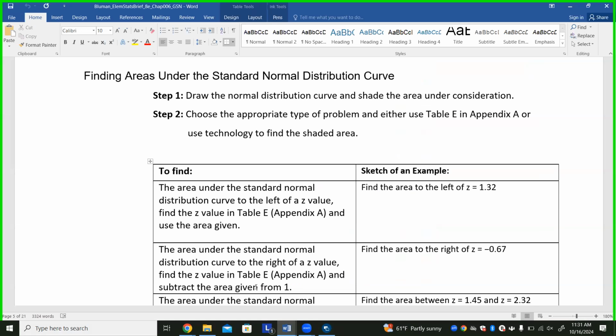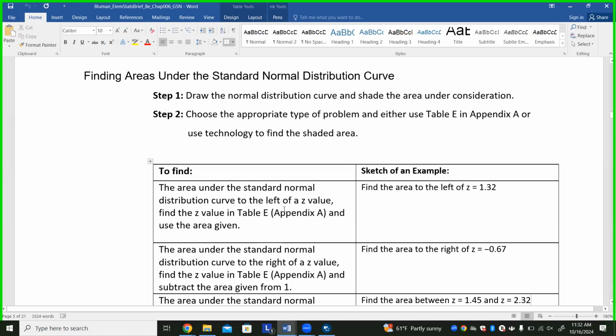All right, here we go. So finding the area under the standard normal distribution curve. We'll draw the normal distribution curve and shade the area under consideration. Choose the appropriate type of problem and either use table E in Appendix A or use technology. I think Appendix A is going to be a lot easier because it has our data there, and then go from there. So this one says find the area under the standard normal distribution curve to the left of a Z value. Find the Z value in table E and use the area given.